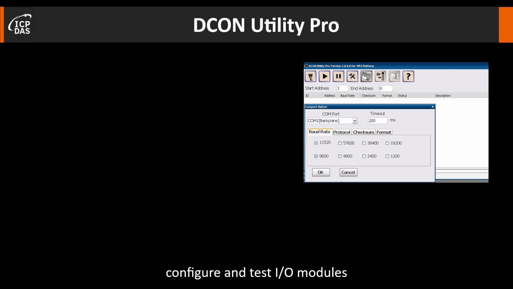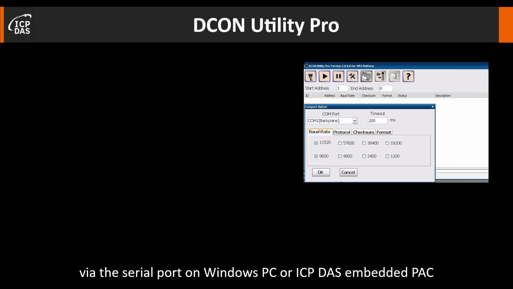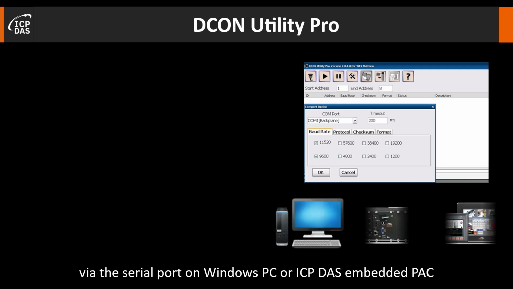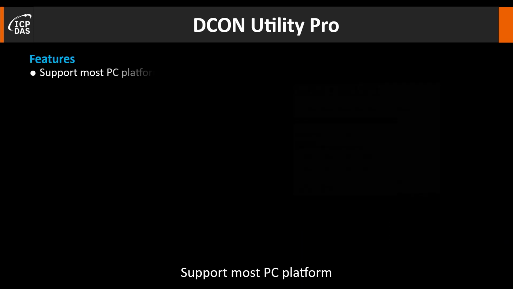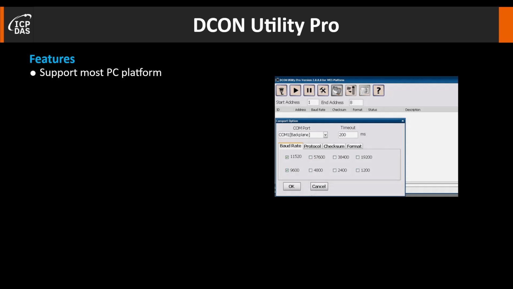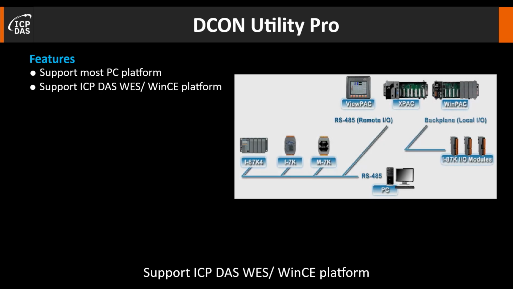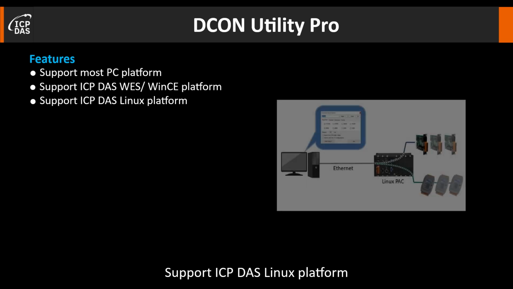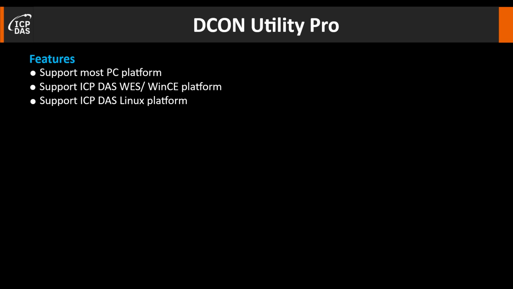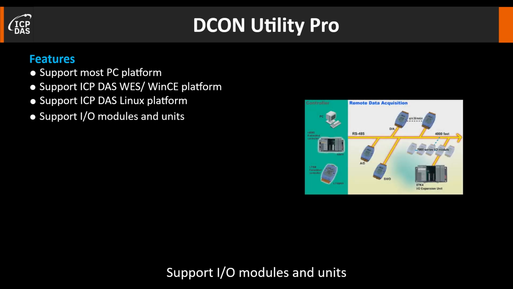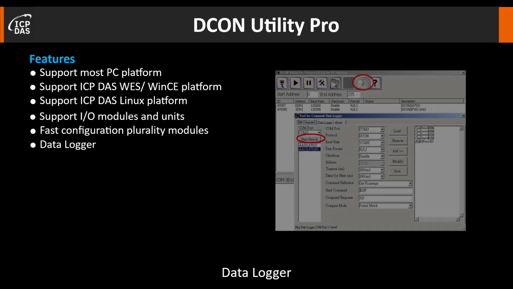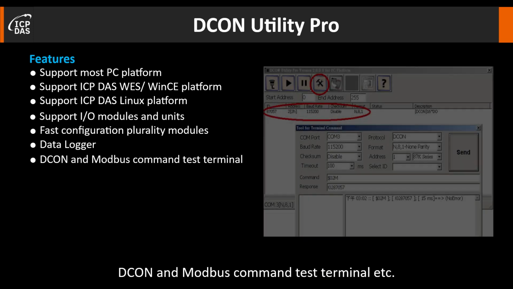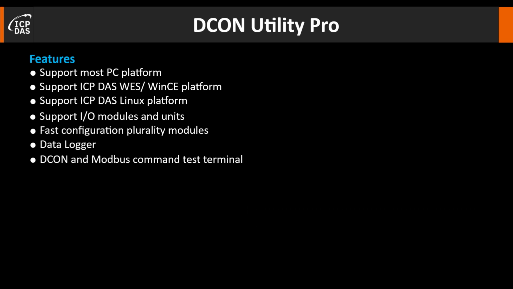TCON Utility Pro is a toolkit that can help users easily search, configure and test I/O modules via the serial port on a Windows PC or ICP-DOS embedded PAC. TCON Utility Pro features: support for most PC platforms, support for ICP-DOS WES/Windows platform, support for ICP-DOS Linux platform, support for I/O modules and units, fast configuration of multiple modules, data logger, TCON and Modbus command test terminal, etc.